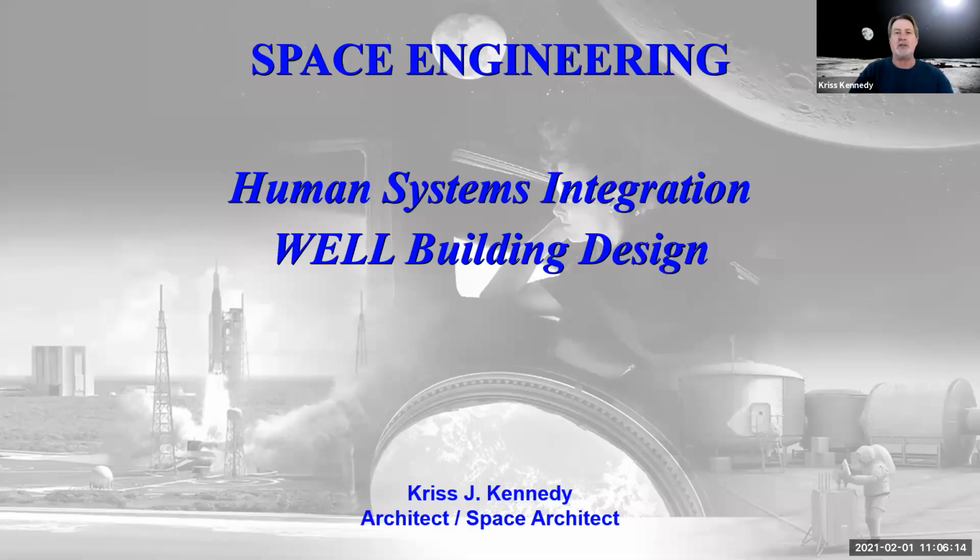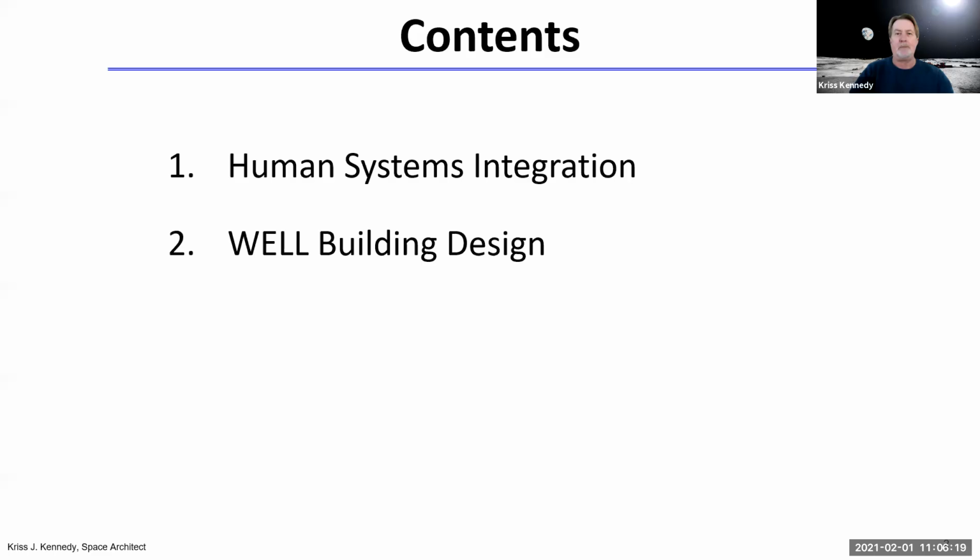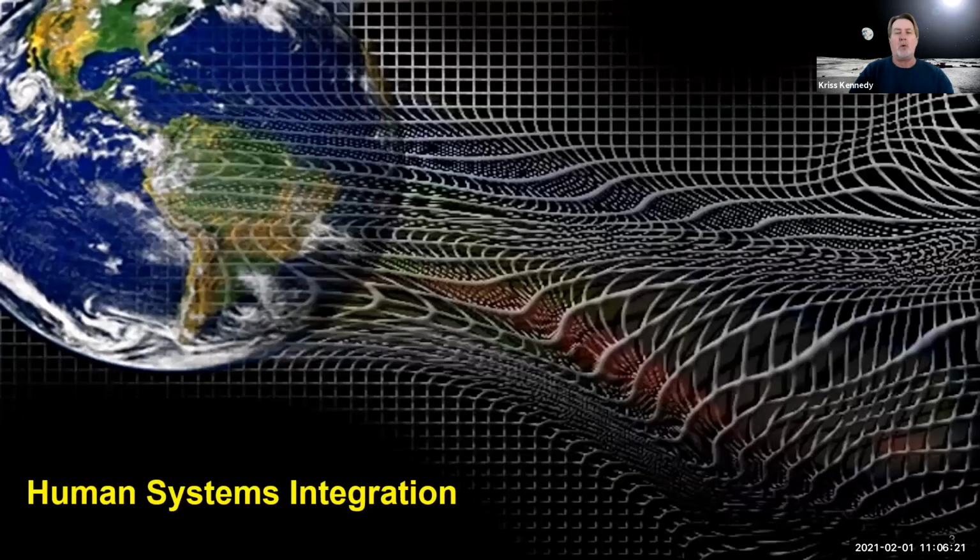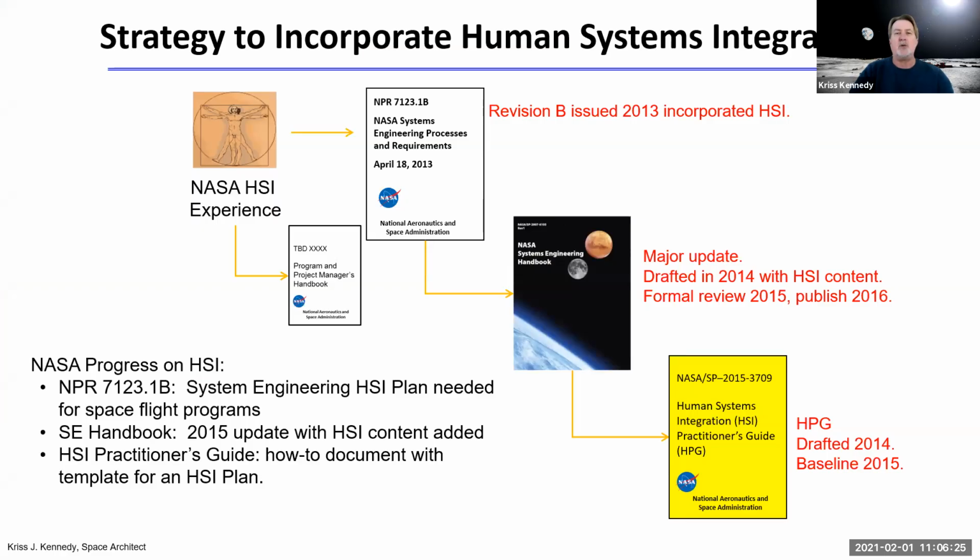Today's lecture in space engineering is about human system integration and well building design. So, what is human system integration? It is a strategy to incorporate all the human system requirements as part of the triangle we talked about, hardware, software, and the human, and making sure that we understand the human's role in all aspects of the mission, the design, and the spacecraft and interactions with the various components of the system.